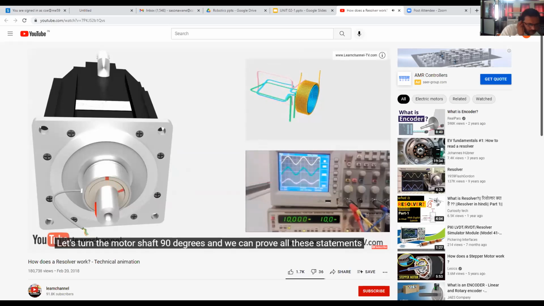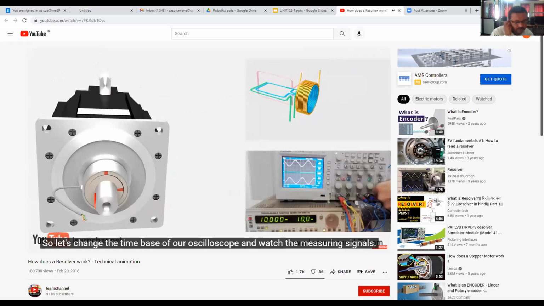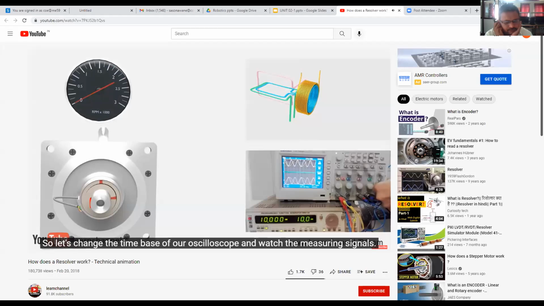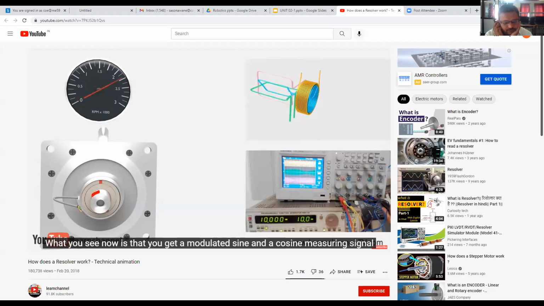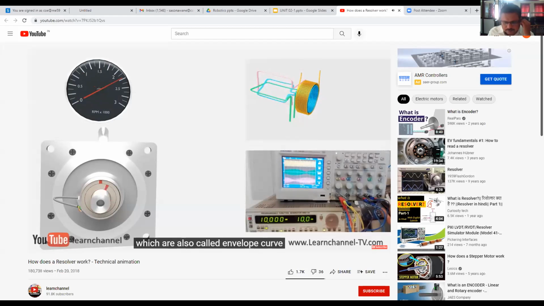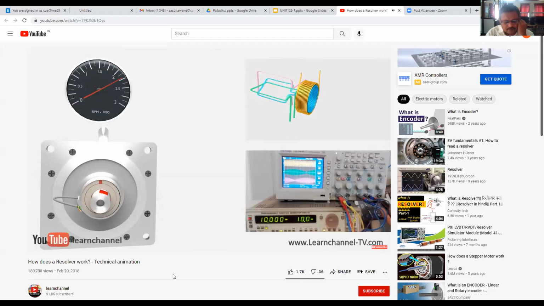Let's turn the motor shaft 90 degrees. We can prove all these statements. So, let's change the time base of our oscilloscope and watch the measuring signals. What you see now is that you get a modulated sine and a cosine measuring signal, which are also called envelope curves. It's now up to the resolver digital converter, RDC, to evaluate the current rotor position and the rotational speed from these signal curves.